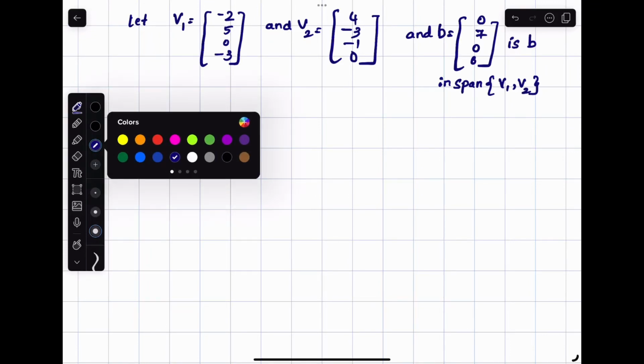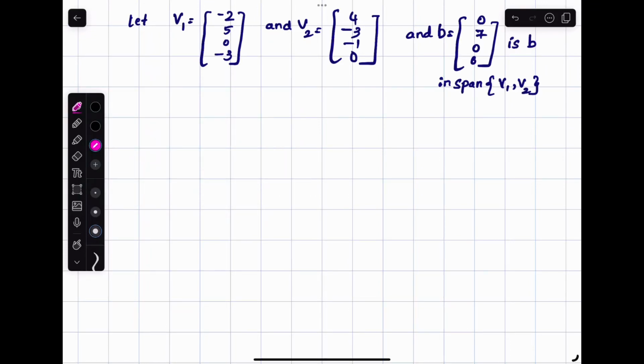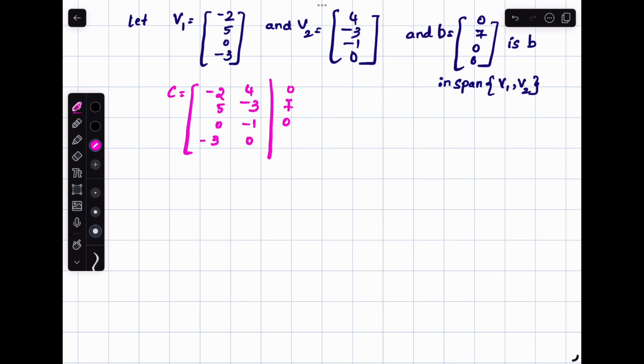Let us see the first question, and the question is like this. We have three vectors given and we have to check whether it is in the span of v1 and v2. First and foremost we will write the augmented matrix. The augmented matrix I am writing here with 0 7 0 6. All right, so what we have to do is the reduced row echelon form.